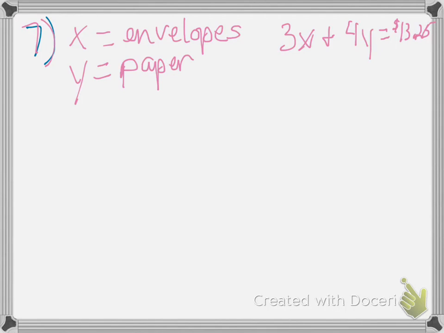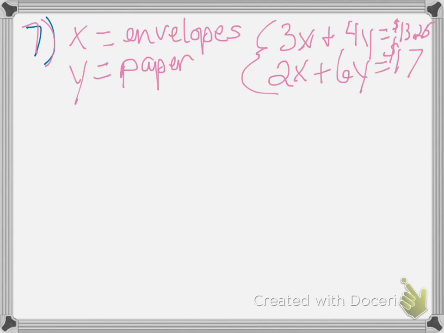Okay. And then it says on our other equation, the next sentence here, how many boxes of envelopes? 2. So that'd be 2x plus 6y equals $17. Okay, so 17. And this is $13.25. I'm sorry, my handwriting's atrocious.